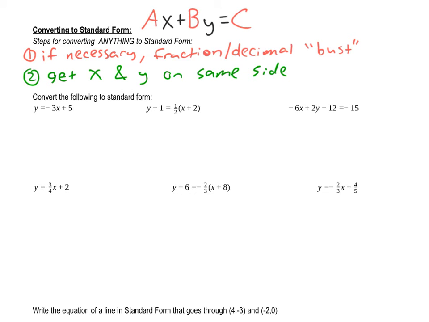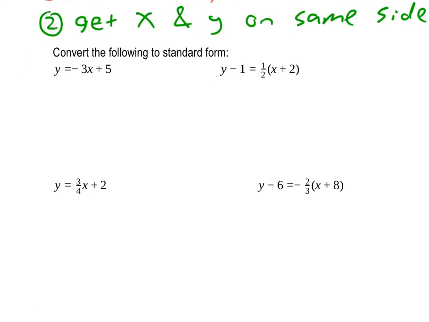So what's the only step you need to do on number 1, the first example? Let me zoom in. We want to reunite x and y. There's no fraction, so we don't have to do any fraction busting. We just have to get this x over here. So you're going to add 3x. Do the opposite to move it. So we add 3x to both sides. We have 3x plus y equals 5.